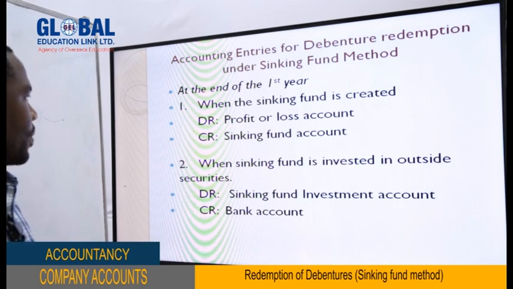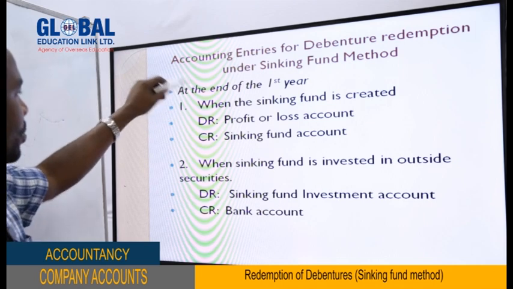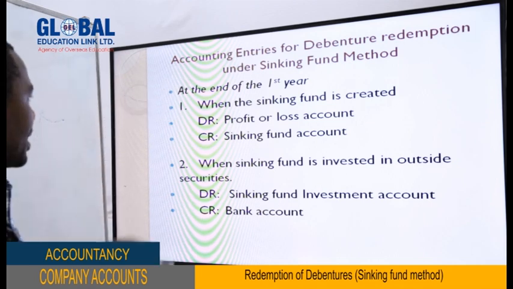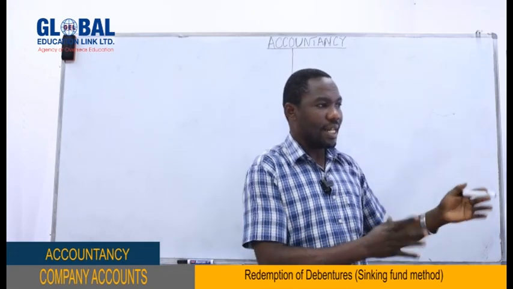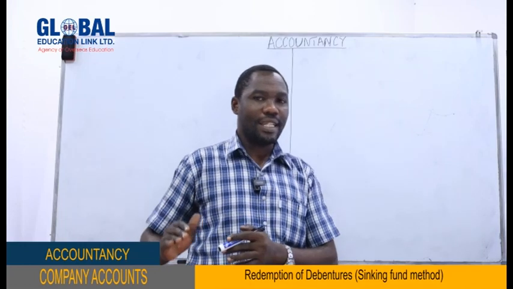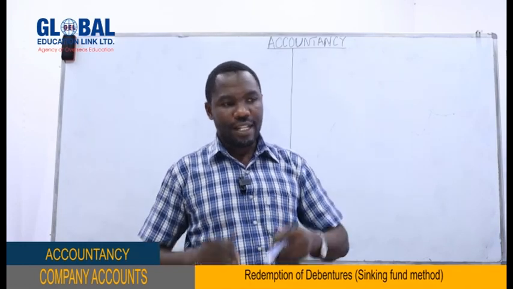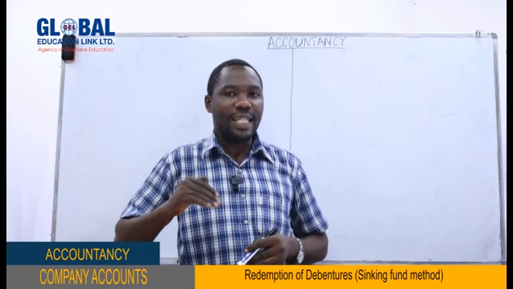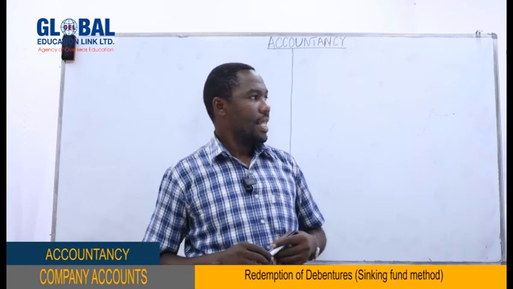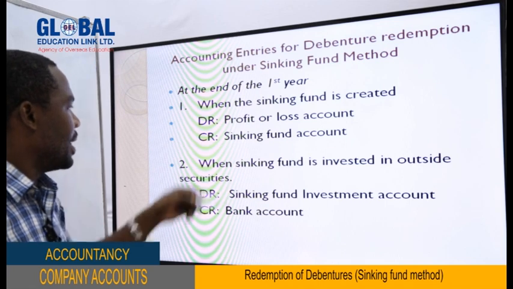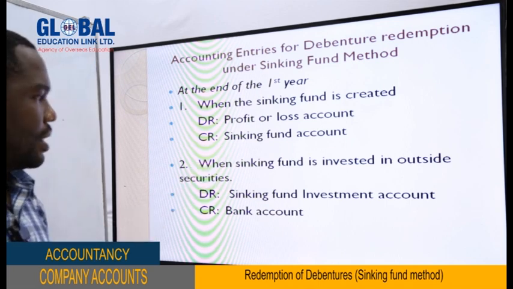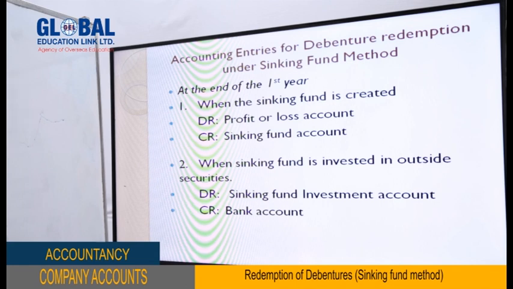Of course, these should be categorized into almost three parts. First, at the end of the first year, we set aside a certain amount of money and this amount will be invested in outside securities. Because this amount is set aside at the end of the accounting period, when the sinking fund is created, we debit profit or loss account and we credit sinking fund account. And then this amount will be invested instantly at the end of the accounting period.